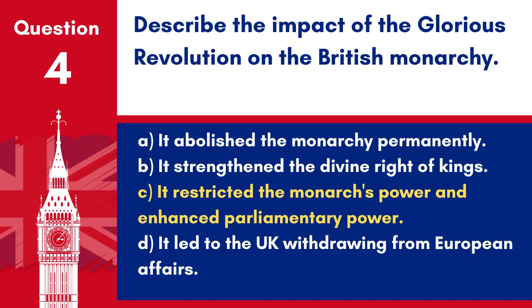Answer. C. It restricted the monarch's power and enhanced parliamentary power. The Glorious Revolution of 1688 led to the deposition of James II and the establishment of a constitutional monarchy under William III and Mary II, significantly shifting power towards Parliament.